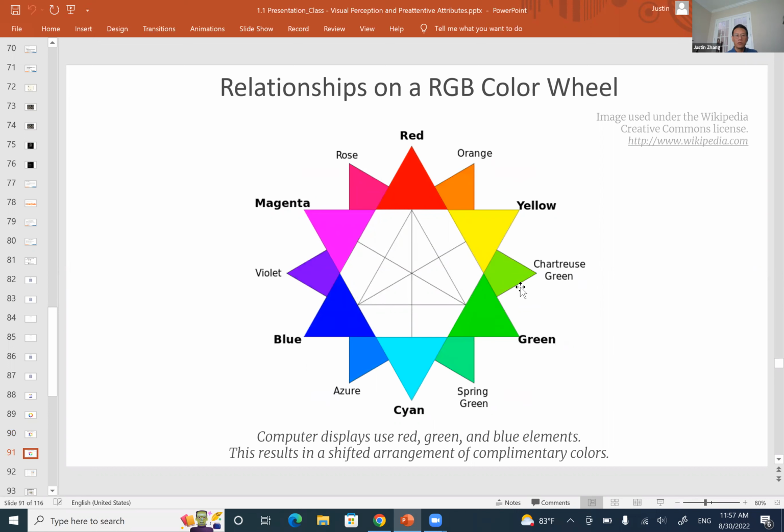So this is another color wheel based on RGB, 3 primary colors, red, green, blue. It's the common color model used by computer displays. So all the other colors are essentially derived from these 3 primary colors, RGB. It's called the RGB system or RGB color wheel.